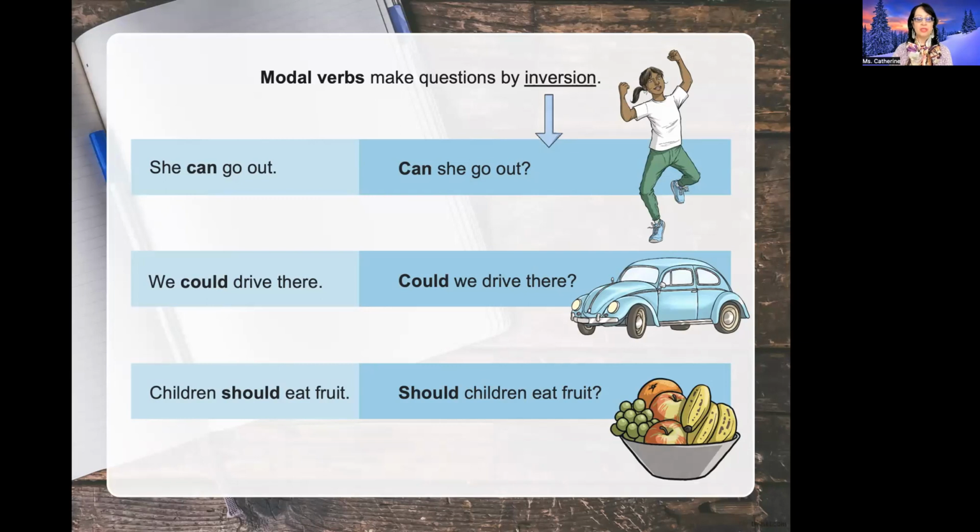What about the main verb in children should eat fruit? Main verb, eat, which is the modal verb, should. Should is expressing the main verb, eat. Good job.